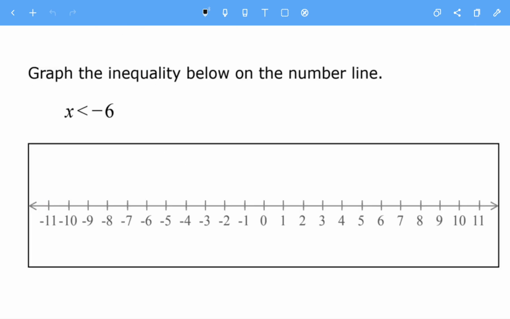Question 10. We have x is less than -6. So we know we're going to have a circle at -6. This is just a less than symbol, so it is not going to be a filled-in circle.